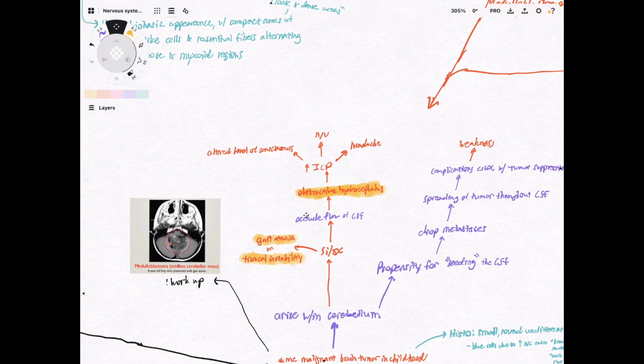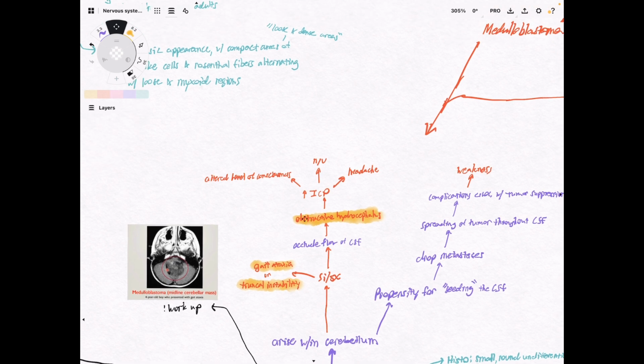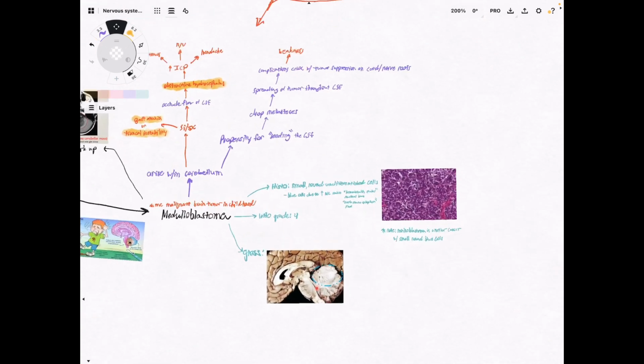And again, because it's in the cerebellum, and that's right behind the fourth ventricle, if it grows, it can compress the ventricular system or the CSF network, and this can lead to obstructive hydrocephalus. And again, if you have obstructive hydrocephalus, intracranial pressure can rise because then CSF is part of the big three, blood flow, mass, and CSF, and this can cause altered level of consciousness, nausea and vomiting, and headache. Usually the most common cause of death there.